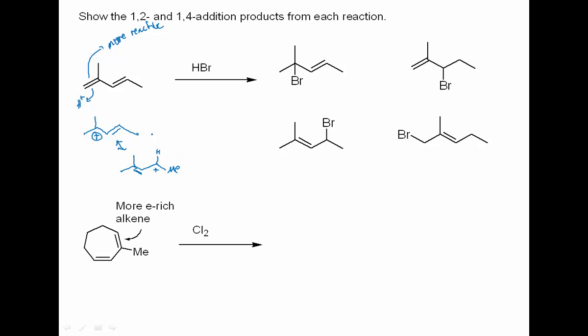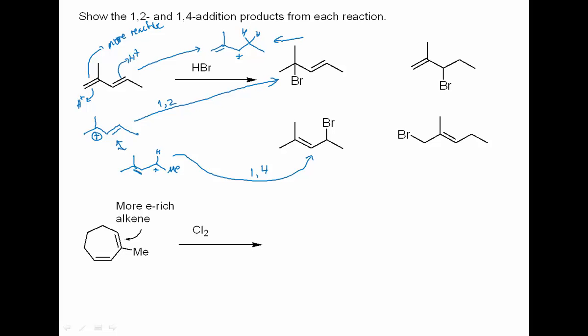Okay. All right. So these are our two resonance forms, the 1,2 and 1,4. All right, the alternate structure comes from protonating the other alkene group. Right, okay, so we can imagine protonating the other alkene group and we get this. Our resonance forms here.